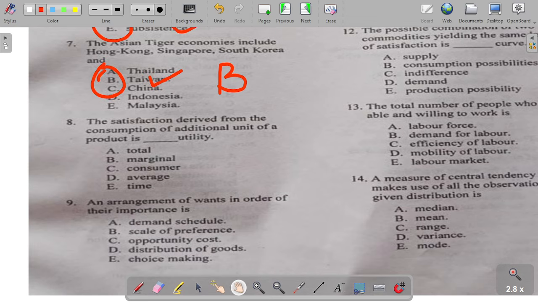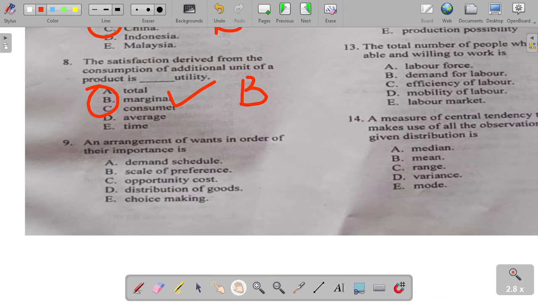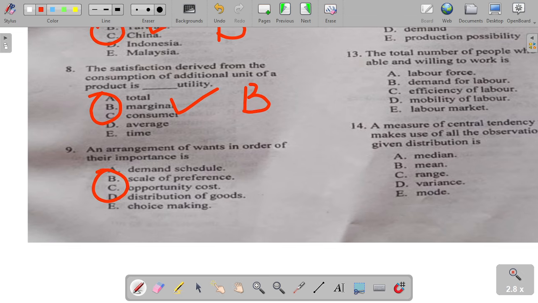Number 8 says the satisfaction derived from the consumption of additional units, that is marginal utility. When you involve addition, that is marginal utility. Number 8 is B. Number 9, an arrangement of wants in order of importance, that is scale of preference. That is under demand and supply, scale of preference, wants, and the rest. So number 9 is B, scale of preference. I think everybody should know this.